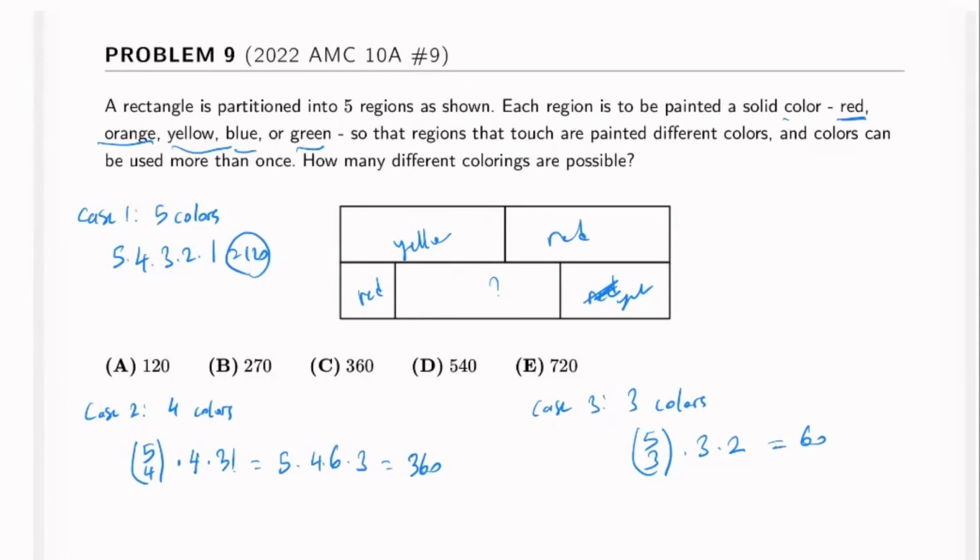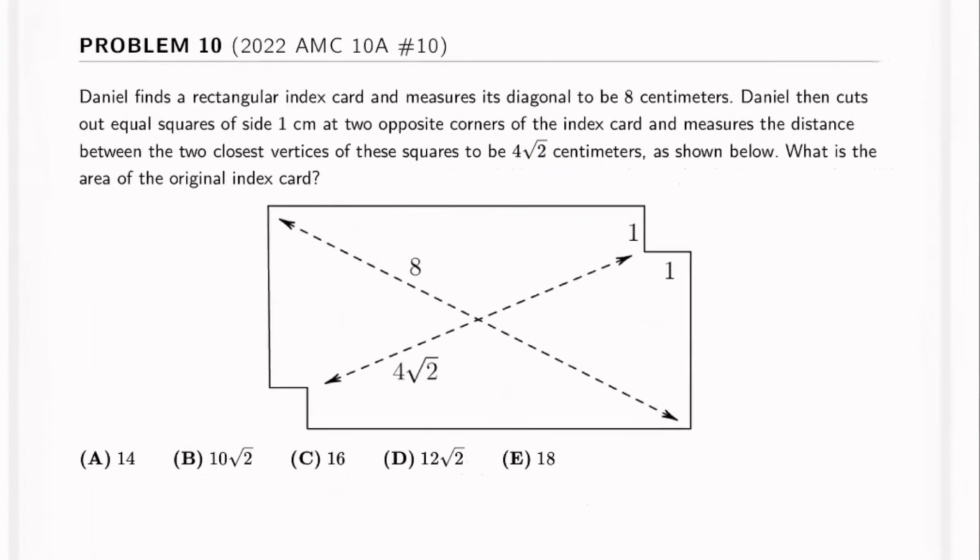Okay, so that looks like these are all cases. If I add them together, you got 120, 360, and 60. So you got 480, 540. Okay, so we can do this a slightly shorter way, but I kind of want to do the case for it. So that was number 9. Okay, so let's do number 10.